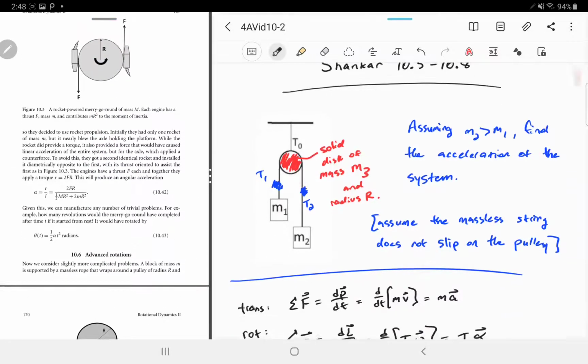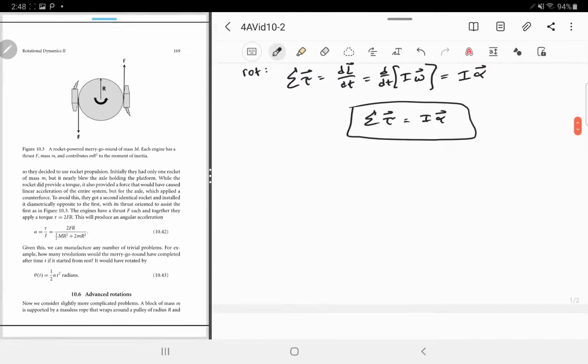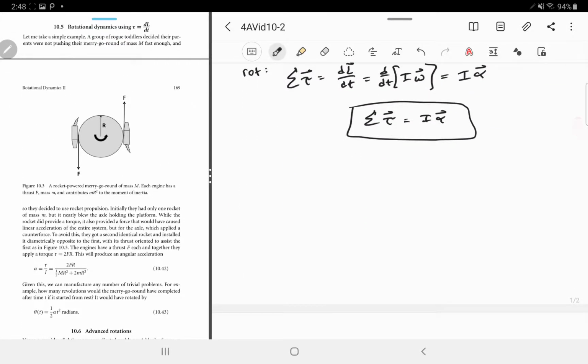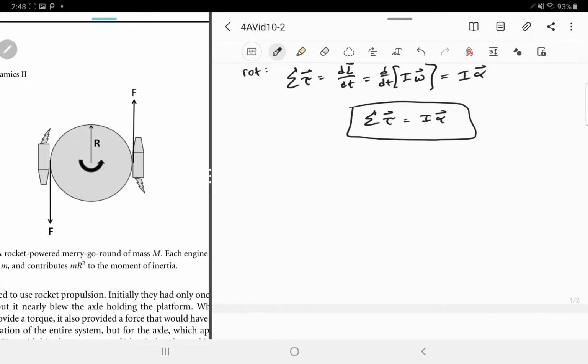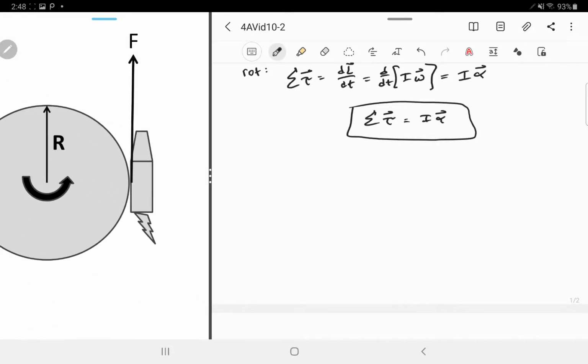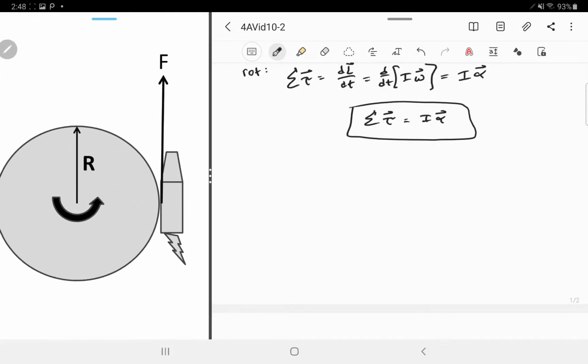Before I do this example, though, let me just review the example in the book. The example in the book is looking at a merry-go-round. So this right here. And at first he says, well, just have one thruster and you could get the merry-go-round like this.